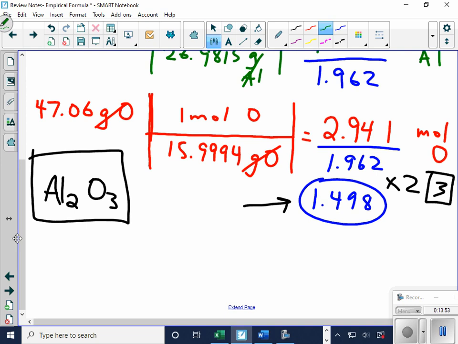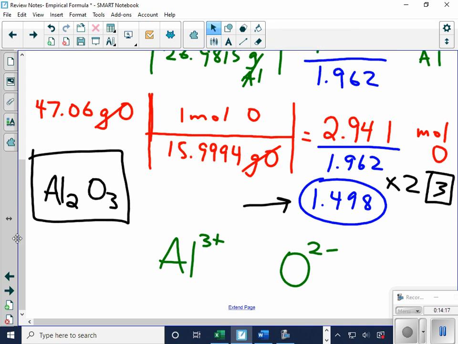Does that make sense? Well, once again, I have a metal and a nonmetal. Aluminum, I know, has a 3+ charge. Oxygen has a 2- charge. So does that make sense to have Al2O3? Absolutely. So that is my empirical formula for aluminum oxide.